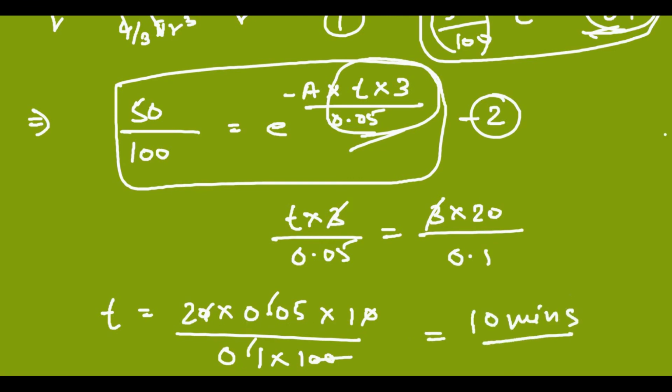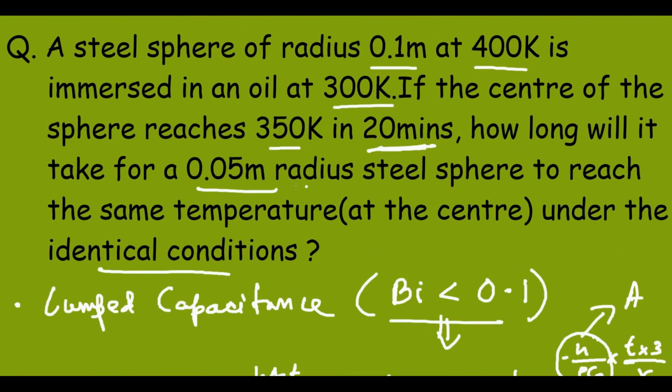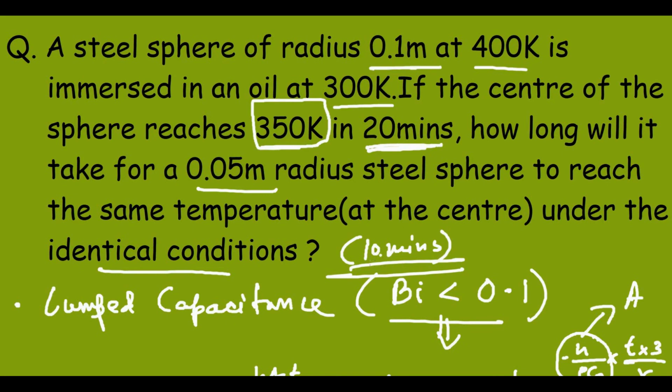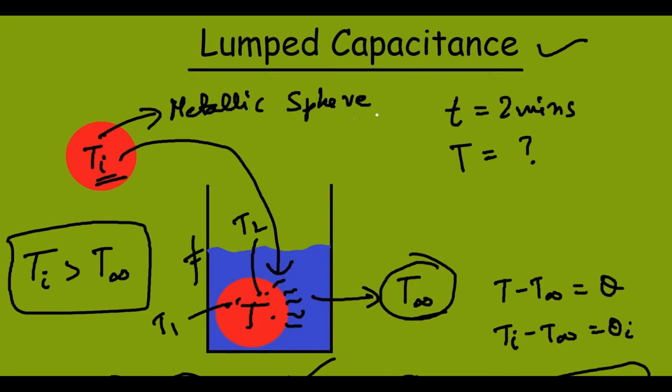So the answer is, the time required for the new small sphere will be 10 minutes to reach this 350 Kelvin. Before, the 0.1 meter sphere took 20 minutes, but now the 0.05 meter sphere will take 10 minutes. So this was all about this video.